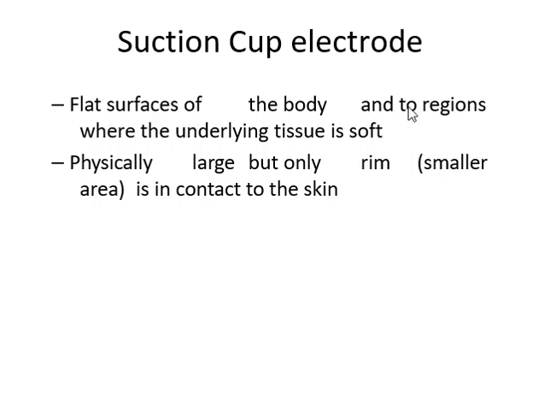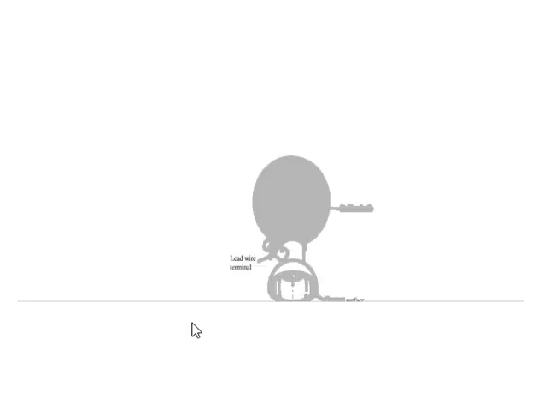It is used on flat surfaces of the body and in regions where the underlying tissue is soft. The suction cup electrode is physically large, but only the rim, a smaller area, is in contact with the skin. This is the diagram of the suction cup electrode.